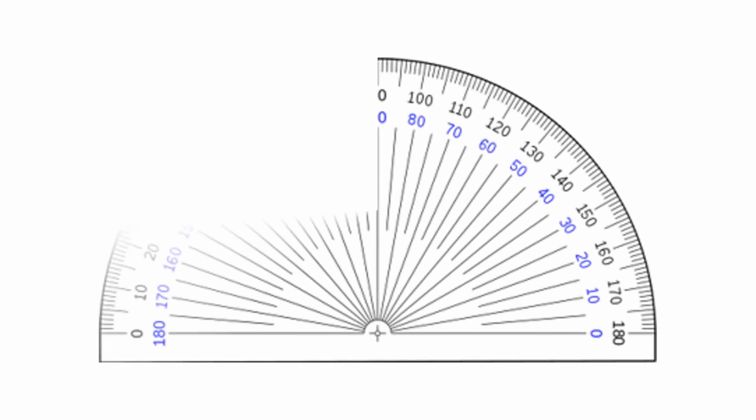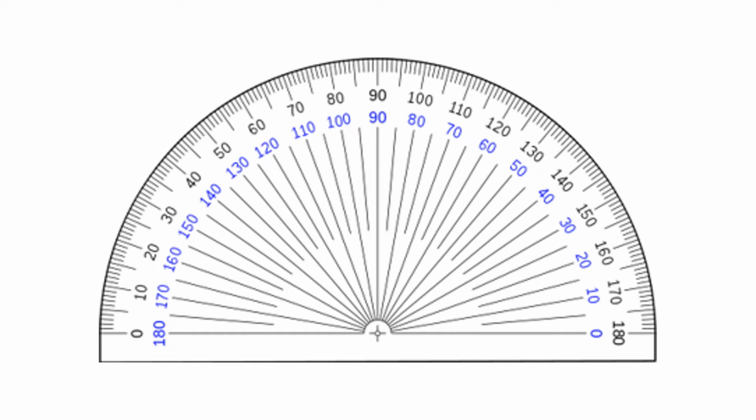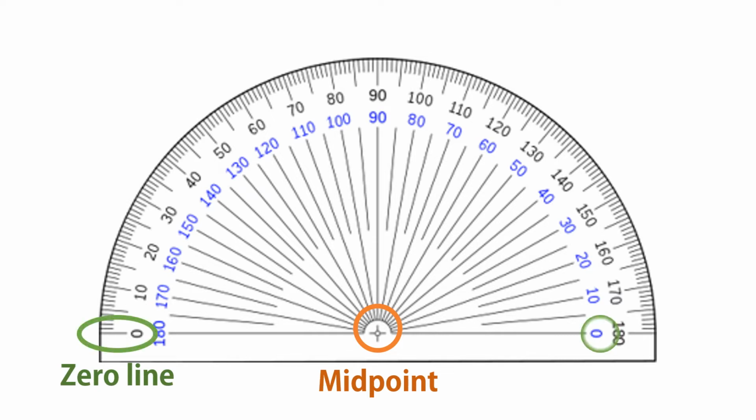Now, the angles are measured in degrees using a protractor. The parts of a protractor are midpoint, zero line, and number scale.